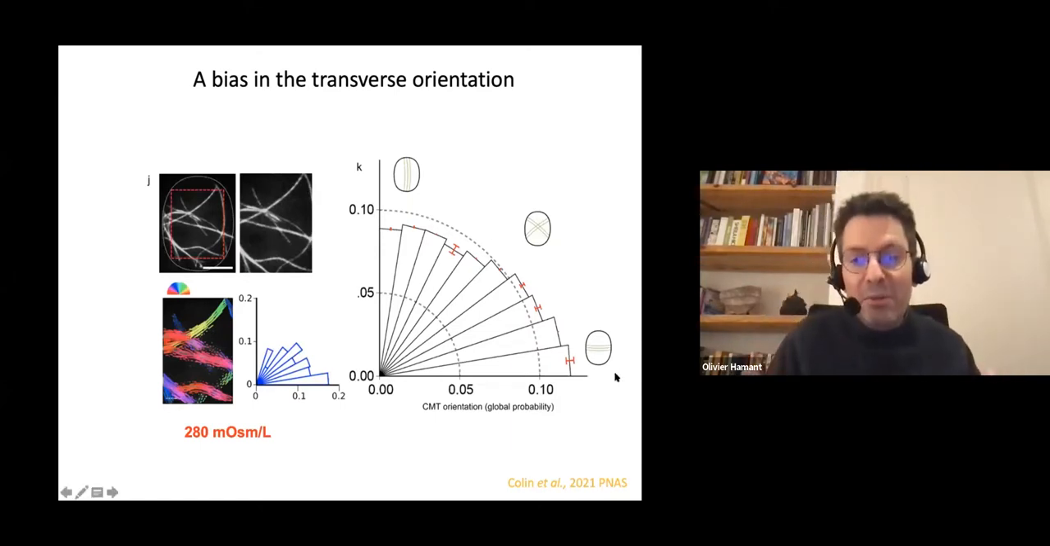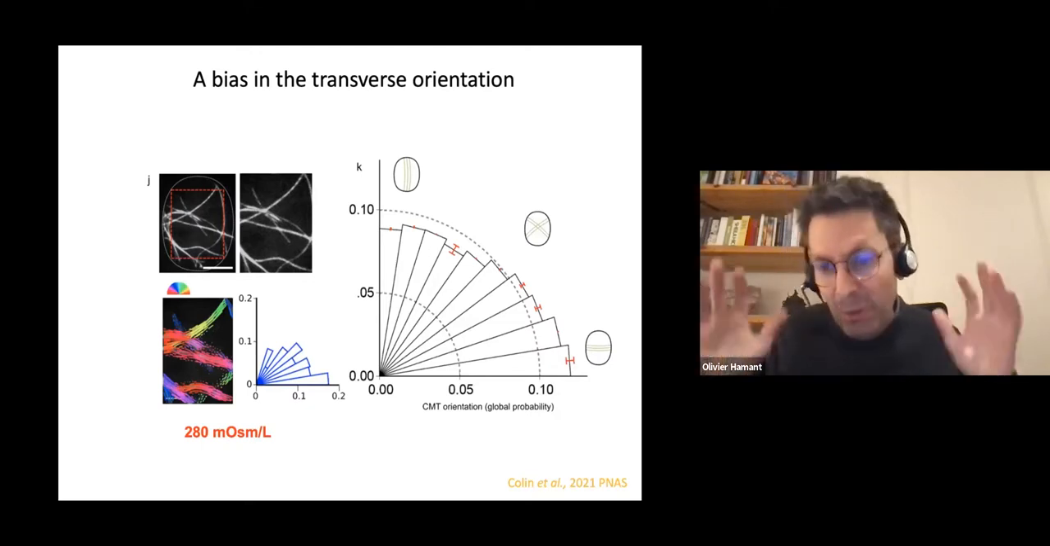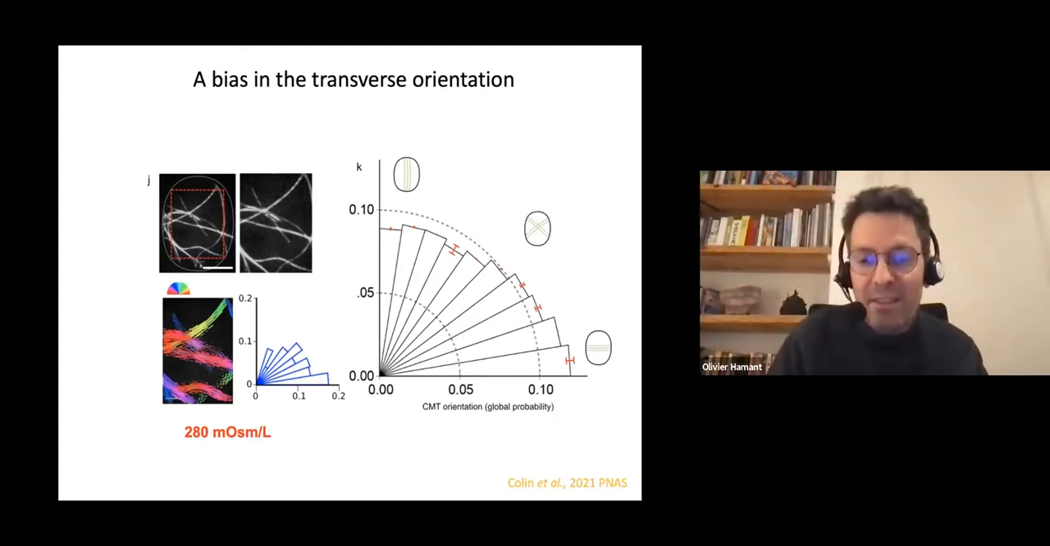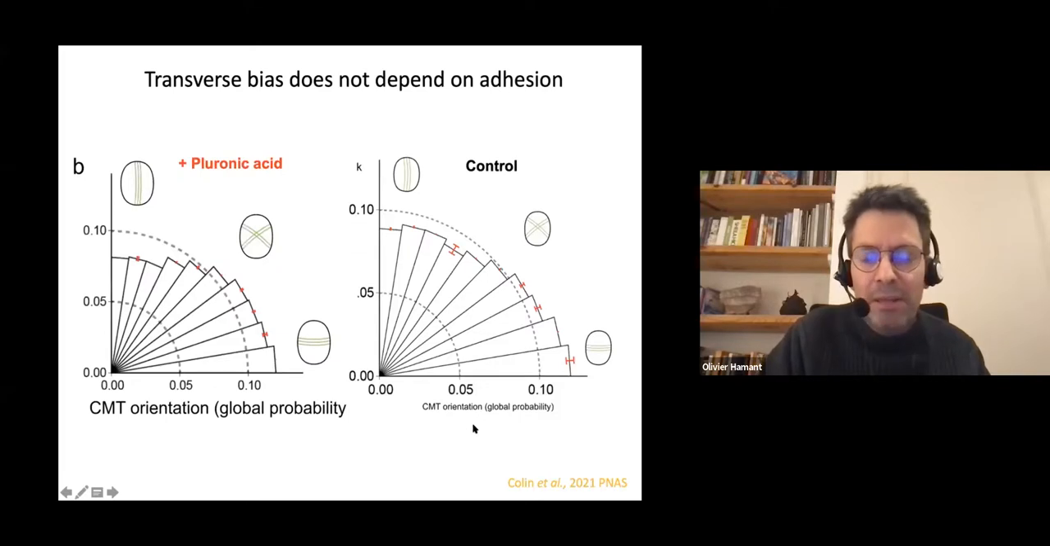This is nice for us because here we remove the cell wall and the neighboring cells. It's a very, very simple system, and we still have a bias towards microtubules aligning with tension. This goes with the idea that you don't need too much upstream of microtubules, that microtubules can do the business on their own. Of course, we did a number of controls.